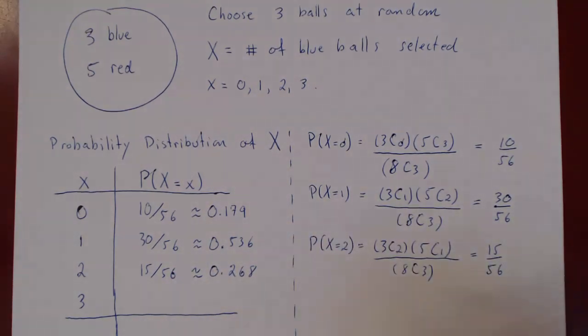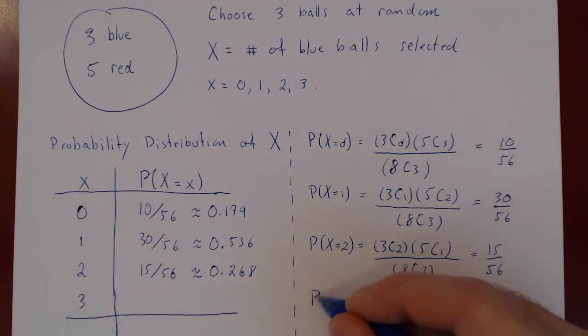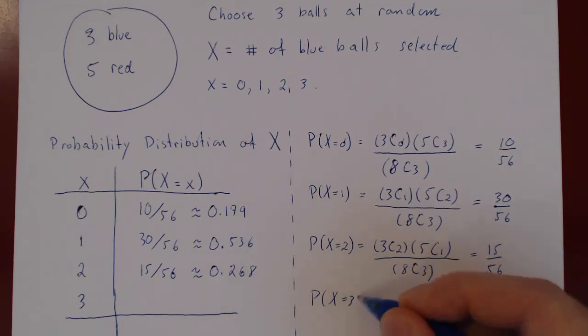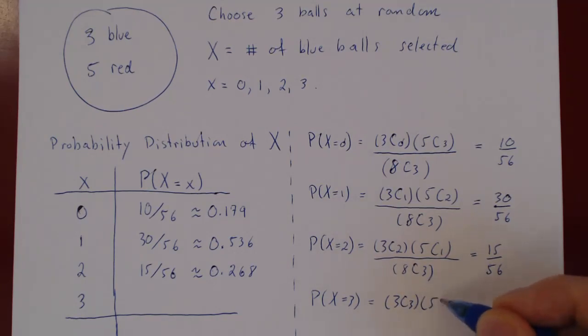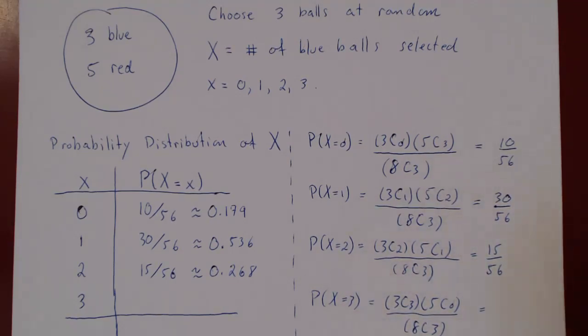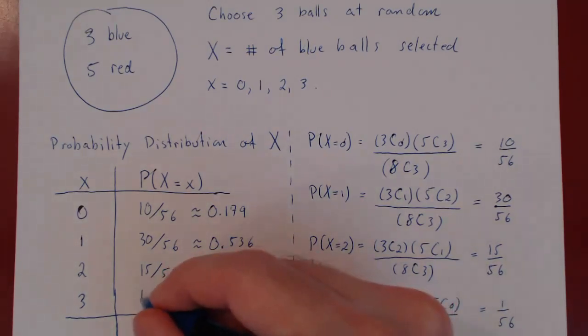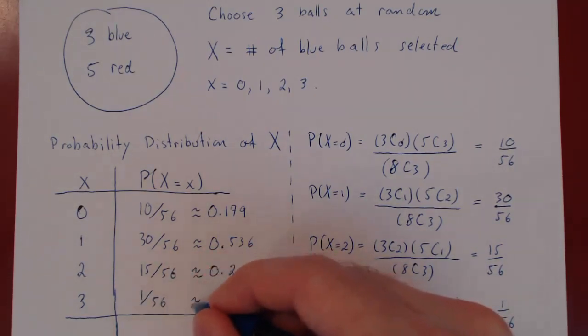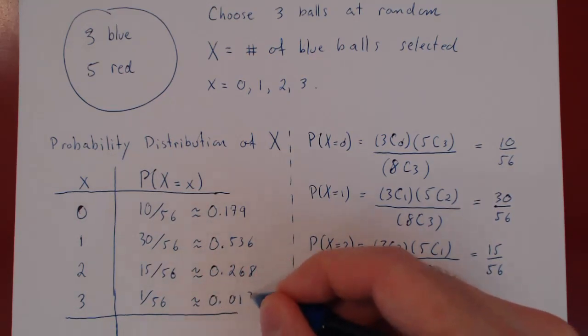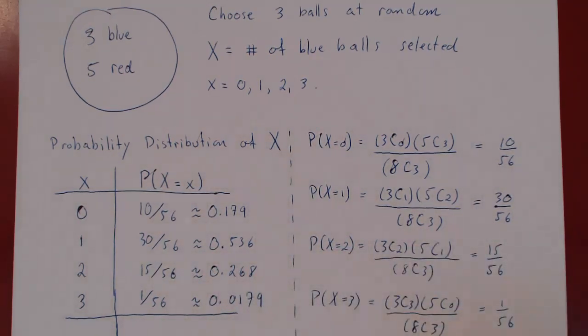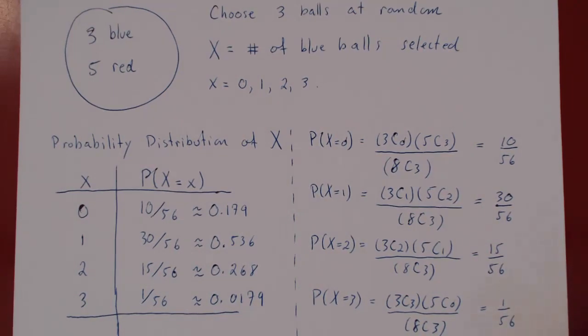And finally, what is the probability that x equals 3? So the number of blue balls is equal to 3. Well, out of the 3 blue balls, we choose 3. And out of the 5 red, we choose none, over the total number of possibilities, 8 choose 3. And this gives us 1 out of 56. And that's approximately 0.0179. And now we have the probability distribution of x.